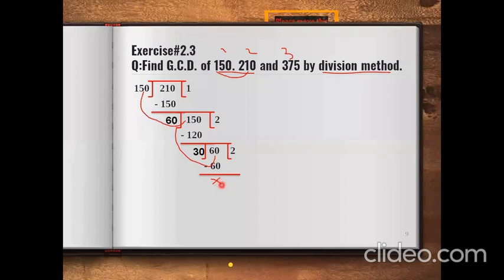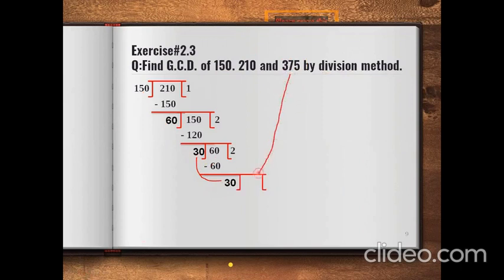If you have only two numbers, you will simply stop here. But as you can see, we have three numbers here, which means we have to divide this 375 as well. So for this, you will decide which is your divisor. You will take your previous step divisor here, and then continue with the next number, that is 375. You will write here 375.